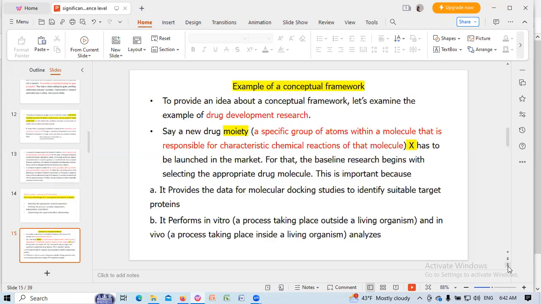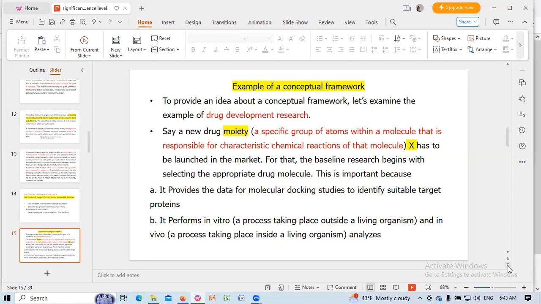Example of a conceptual framework to provide an idea about a conceptual framework. Let's examine the example of drug development research. Say a new drug moiety, that is the specific group of atoms within a molecule that is responsible for the characteristic chemical reaction of the molecule, has to be launched in the market.